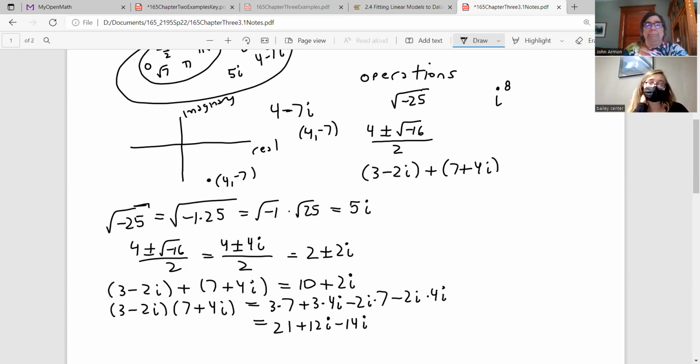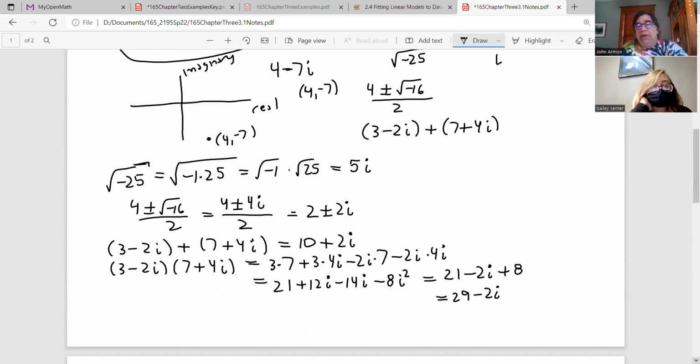This will be what kind of number, real or imaginary? It's going to be negative 8 times i squared, but remember i squared is negative 1. So this is negative 8 times negative 1. So you're going to get 21 minus 2i plus 8. These two are now both real numbers, so you can combine them. So it becomes 29 minus 2i. So when you're multiplying 2 complex numbers together, you get another complex number.